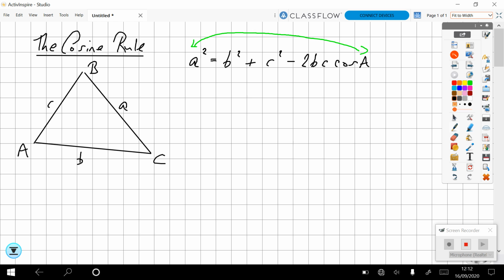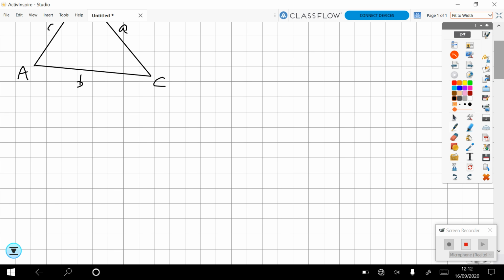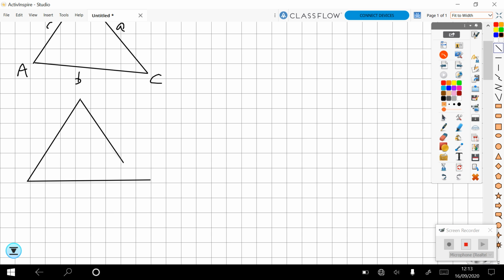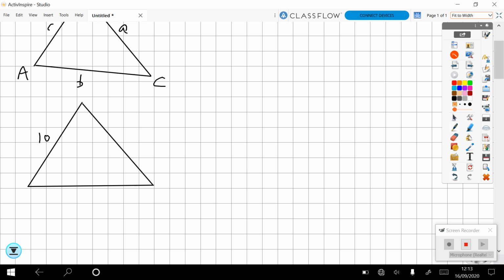Okay, now then, let's consider an example and see what we can do with it. So, let's have a triangle that looks like this. Ten there. 8 there. 30 degrees in this corner. And let's suppose that you've been asked to work out x.